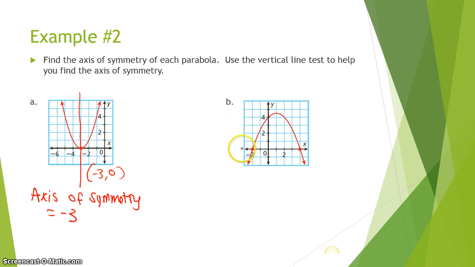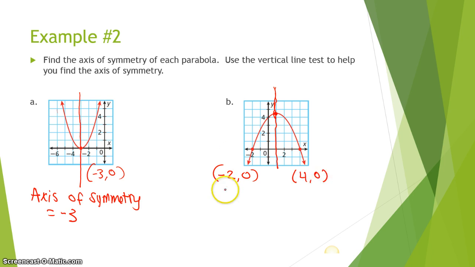Looking at B here, we have another graph. Notice we have a maximum point. And what we can do here is determine the axis of symmetry by drawing a line going straight down the center. Sorry, it's a little crooked. Or think of our zeros. So we have here -2, 0, and we have here 4, 0.